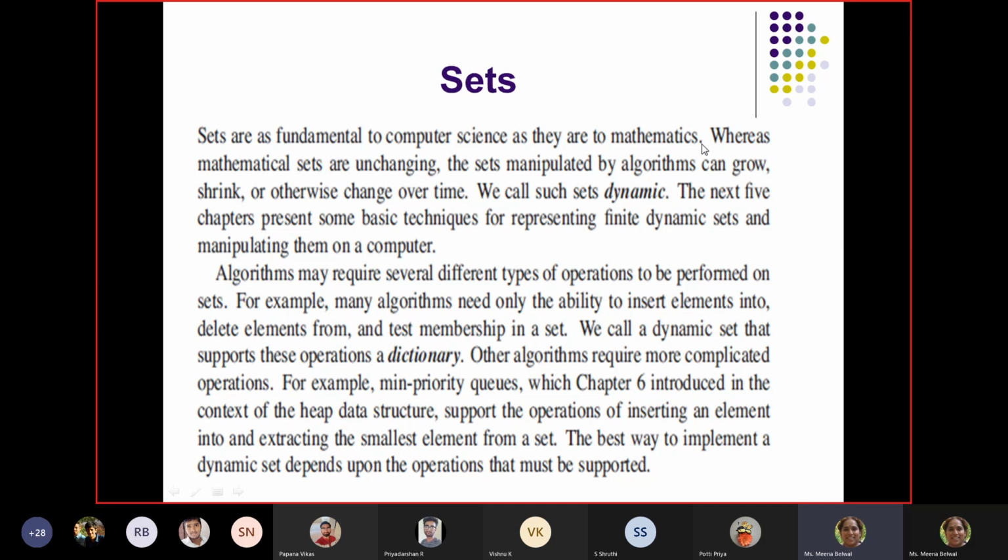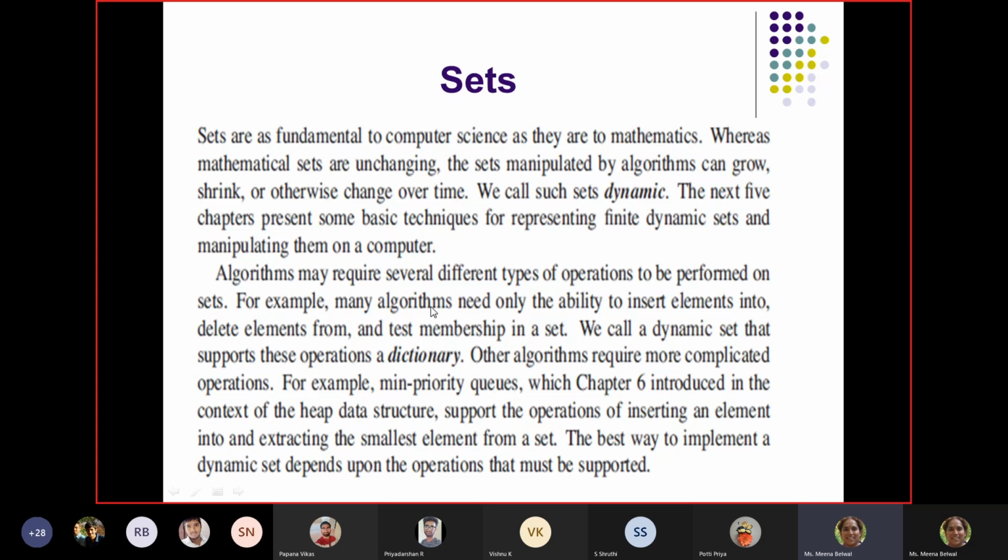So here we are in chapter 10. The author says that the next 5 chapters present some basic techniques for representing finite dynamic sets and manipulating them on a computer. So we are assuming that the sets are dynamic, that means they can change over time, but they are finite. They are not infinite sets, and they can be changed by computers. Algorithms may require several different types of operations to be performed on sets.